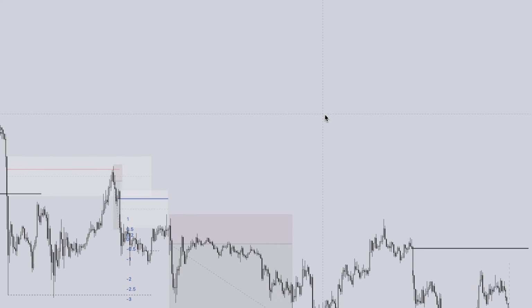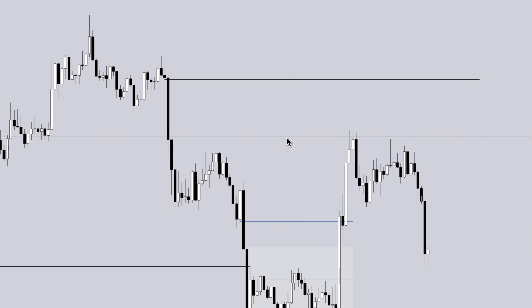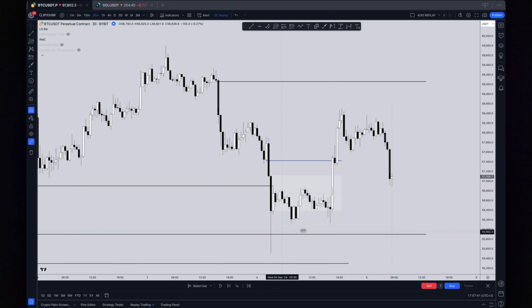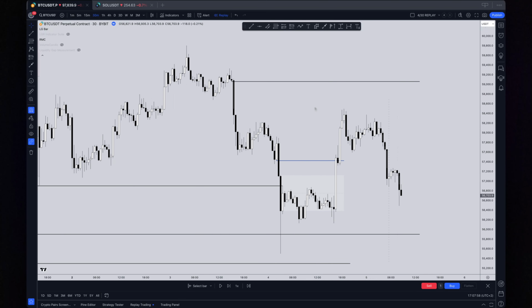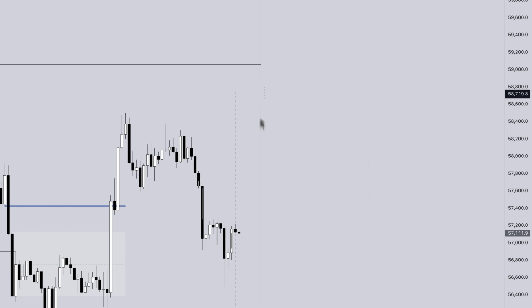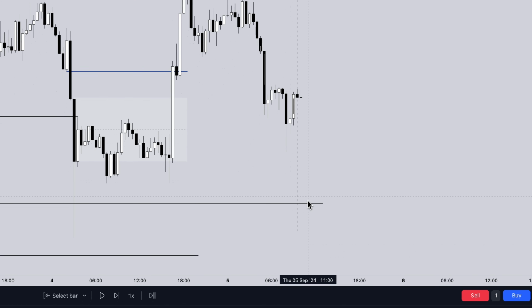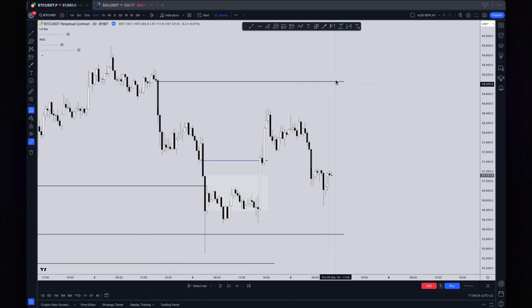So what has happened? We filled this level. We closed through here. Spike to here, into this gap. So what I want to see is a close through here or a close through here. That's going to tell me we're going to go lower. This is going to tell me I'm going to look for longs again.